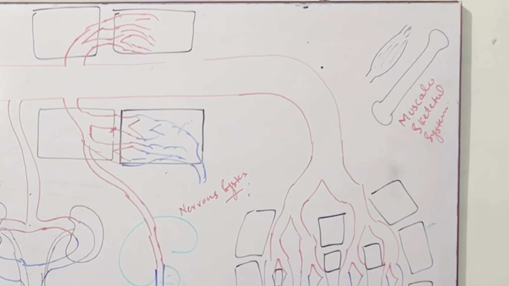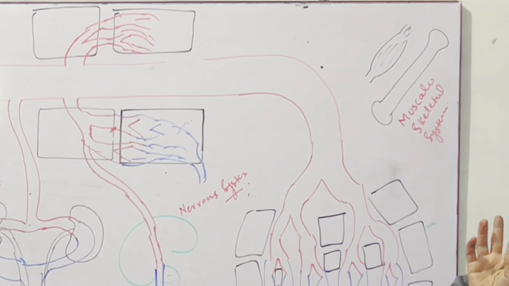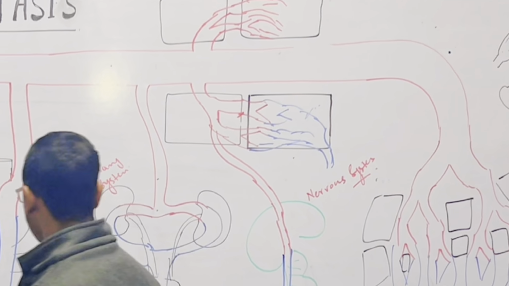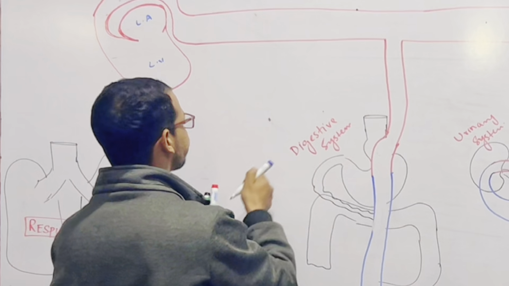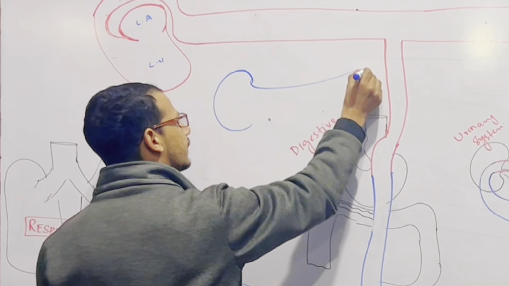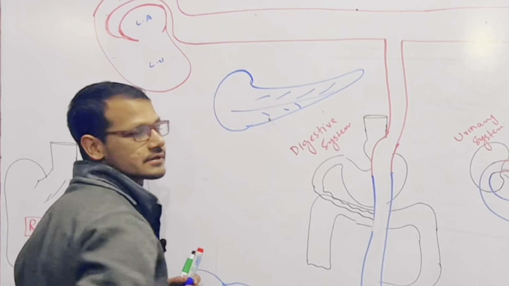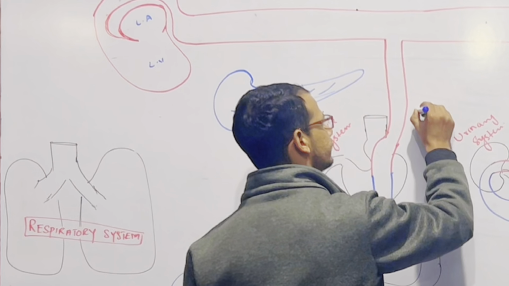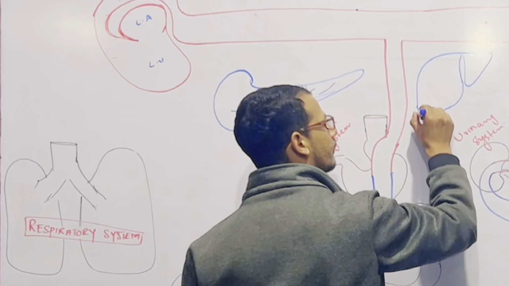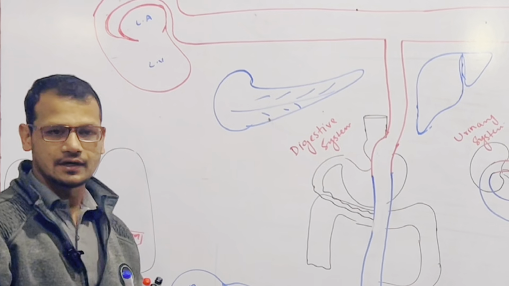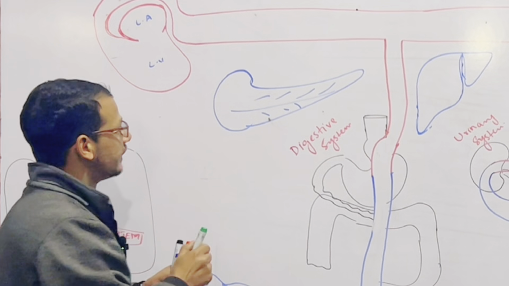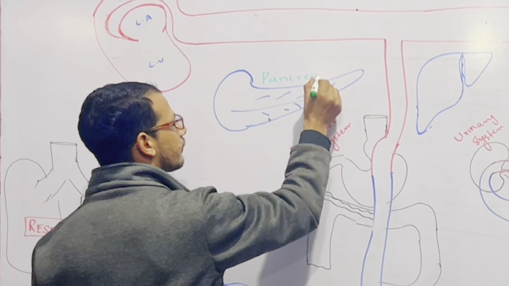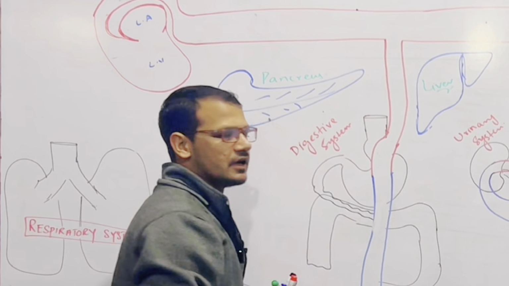We have the endocrine system, and in the endocrine system there are 8 important endocrine glands. We will take only 2 examples for easier learning. The one is the pancreas, and the pancreas is present here in the digestive system. The structure of the pancreas is like a leaf. And the second important thing is the liver. All other glands also have a role in homeostasis, but we have the pancreas and the liver. We also have the adrenal gland.